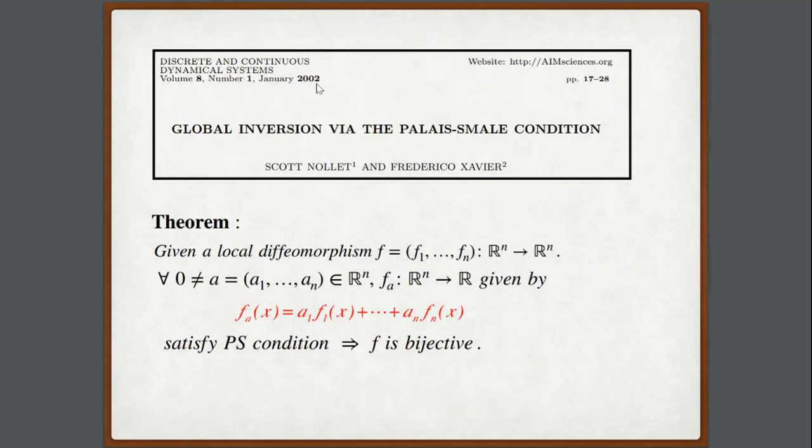In a paper in 2002, Global inversion via the Palais-Smale condition, Nollet and Xavier proposed and proved that if you ask that not only the components F1, ..., Fn of the local diffeomorphism, but also all the non-zero linear combinations of these components satisfy the PS condition, then in fact F is bijective. And our example shows that it's not enough just this condition on the components. So we have more conditions here.